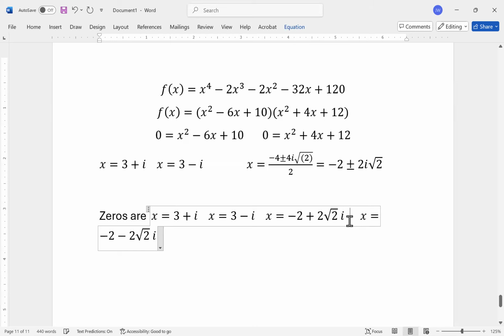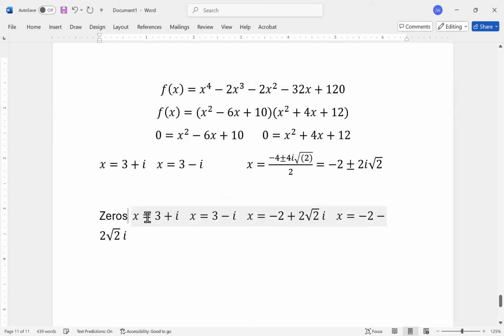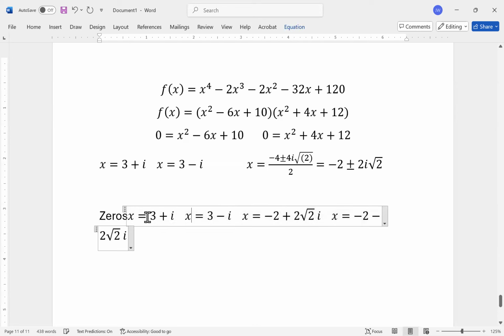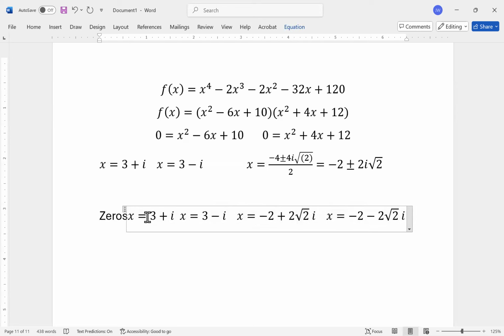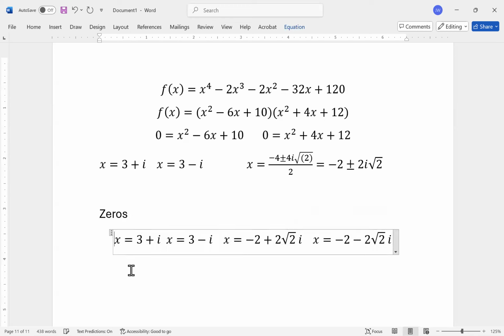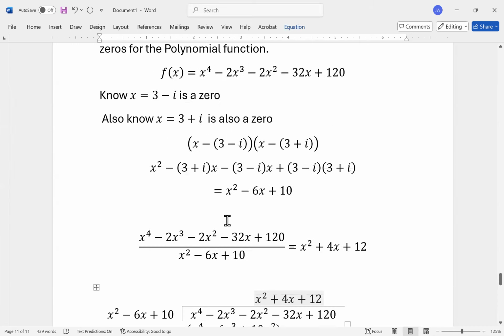Again, that i is not underneath the square root. Let me try to get that all on the same line. There we go. So here are our 4 different zeros, which all happen to be complex numbers. So that's how we can do an example like this.